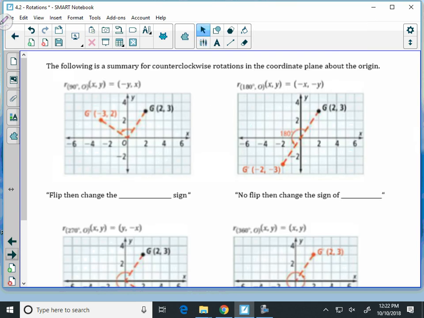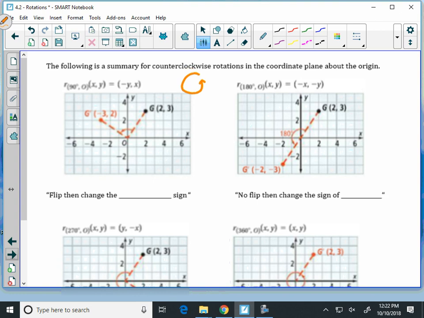So here below is a summary of the rotations for counterclockwise. The main types of rotations in math are always going to be counterclockwise. We can rotate clockwise. We'll talk about that at the end. But we're primarily rotating counterclockwise. Those are our normal rotations. Okay? And counterclockwise is just the opposite way a clock turns. So counterclockwise is this direction. Okay? So you're kind of turning towards the left. Okay? That's counterclockwise.